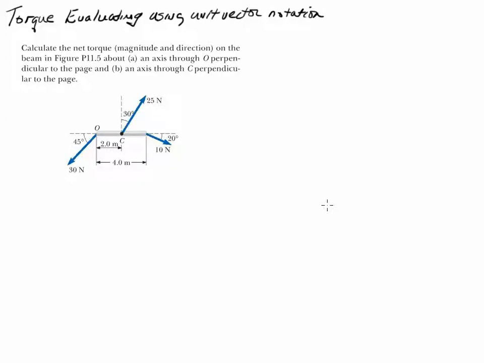Okay, we're going to be looking at torque, evaluating it using unit vector notation. We're given a rod that has an axis of rotation. We're going to be doing part A where the axis is through the point marked by O and it's perpendicular to the page. And once we finish this, you should be able to complete part B of the problem where the axis is placed through the center of the rod.